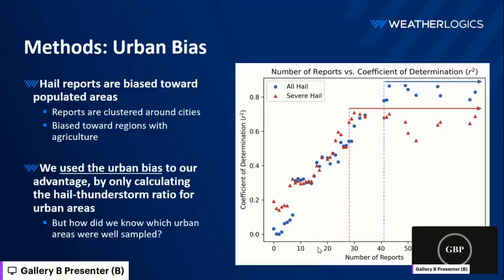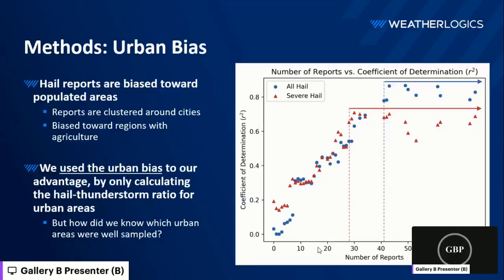So how do we take that data and actually use it? Well, we actually use this bias to our advantage. So what we did is took just simply urban areas and calculated the hail climatologies just for those urban areas, and then developed the methodology to translate that climatology everywhere else. So the question was, which urban areas were well enough sampled to actually produce a climatology? In order to do that, we created this plot. This chart is showing the relationship between elevation and the hail thunderstorm ratio based on the number of reports in a given urban area, or you could think of it as a given city.